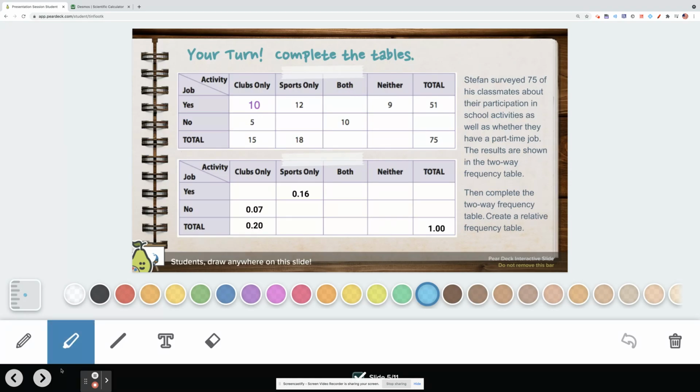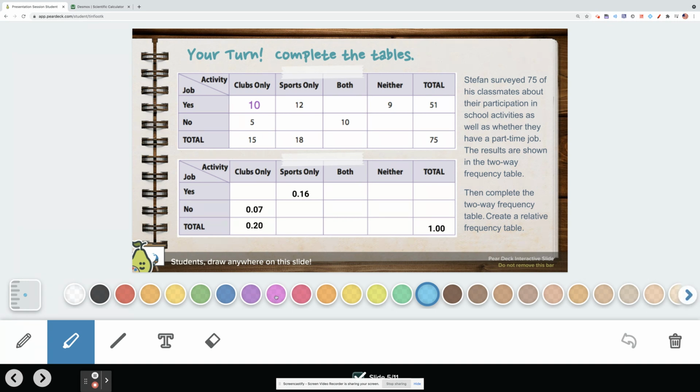In this particular slide, you need to complete a two-way table of counts and relative frequencies. So I noticed that the number 10 wasn't there. I got 10 because I said what number plus 5 equals 15. And apparently we have asked the question, do you have a job? And it's either yes or no. Do you do clubs only, sports only, both, or neither? Okay. And we wonder if there's a correlation between students that have a job and students that answer these questions.